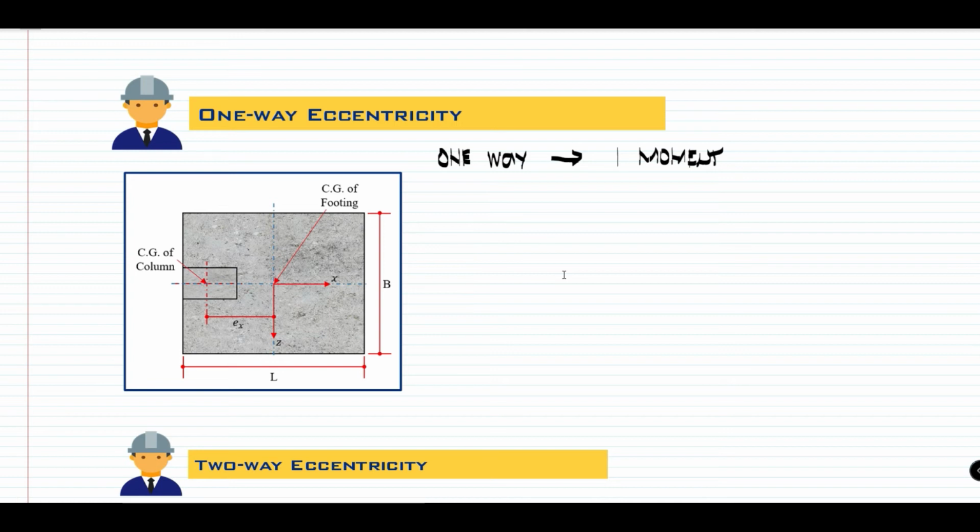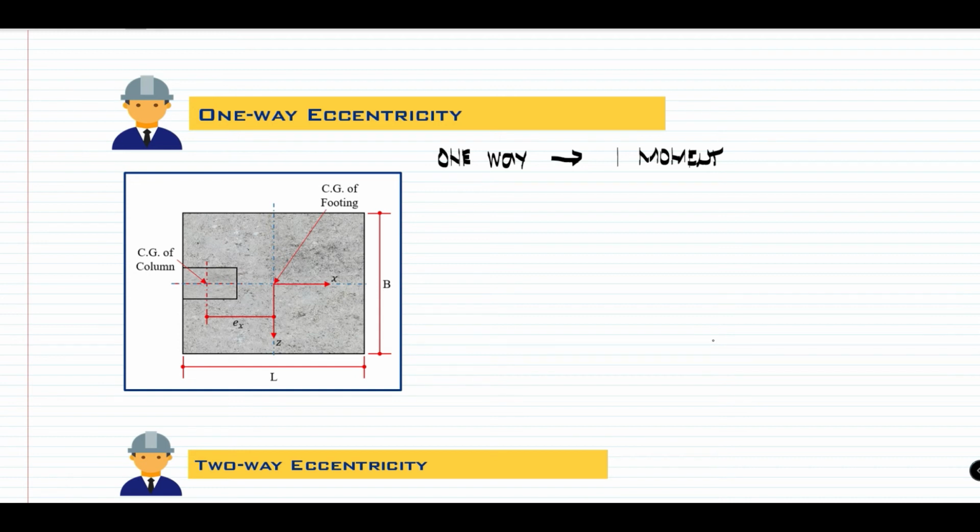So, as you can see on our figure, nagkaroon tayo ng one-way eccentricity because yung columns natin is nag-deviate on the center of gravity ng footing. So, ibig sabihin hindi nag-coincide yung center of gravity ng column and yung center of gravity ng footing. Pero nag-coincide yung x-axis nila. The problem is, hindi nag-coincide yung z-axis nilang dalawa. Kaya nagkaroon ng eccentricity along x.